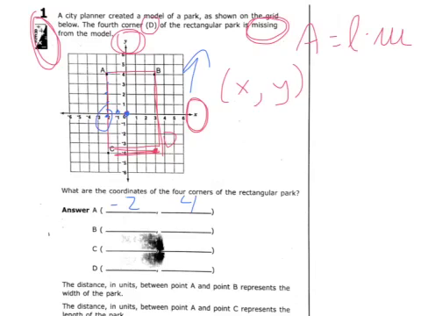The B value is 1, 2, 3 to the right, and then 1, 2, 3, 4 up. So it's 3, 4. And then the point C is 1, 2 to the left, which is -2, and then 1, 2, 3, 4 down, which is -4. And the last one, D, the one that we made, is 1, 2, 3 to the right, and then 1, 2, 3, 4 down. So it's 3, -4. So your 4 points are -2, 4; 3, 4; -2, -4; and 3, -4.